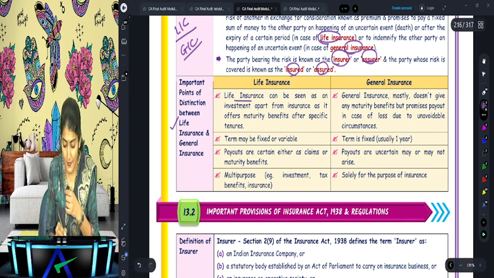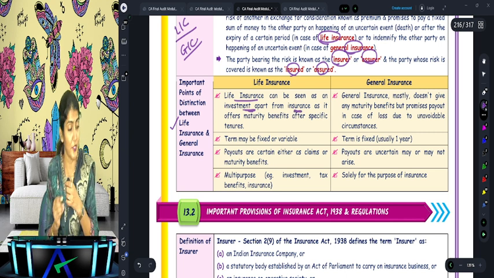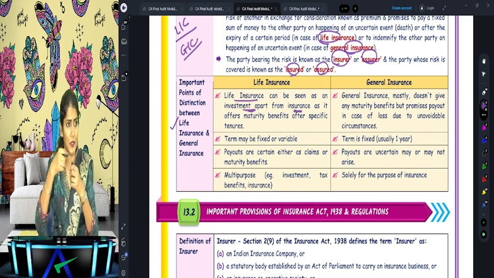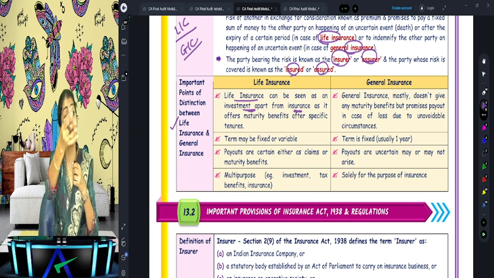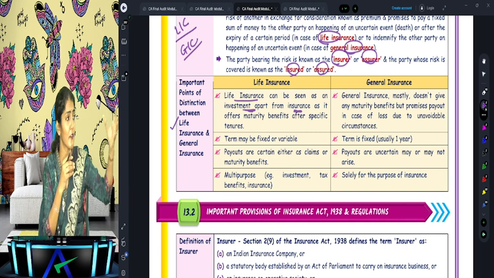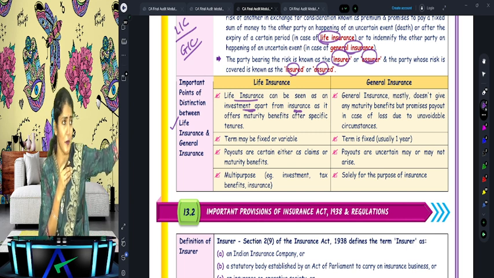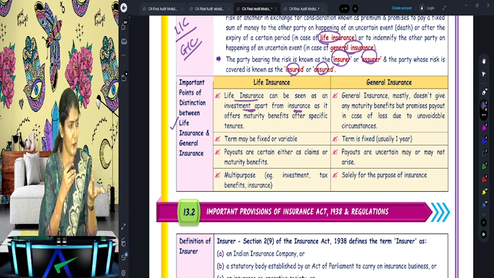So life insurance can be seen as an investment apart from insurance, because you take a particular 10-year policy, 15-year policy. At the end of 10 or 15 years, you can also receive the money which you have invested in the life insurance. But in general insurance, if I take a fire insurance policy for the premises, 1 year I pay 1 lakh premium. If fire doesn't occur in that 1 year, then do I get the money from the insurance company?